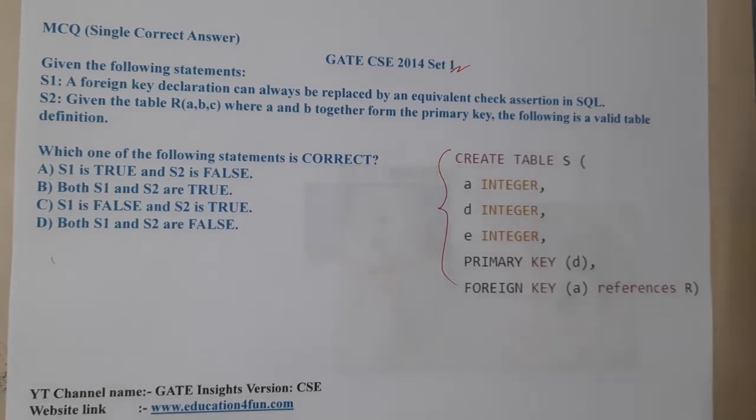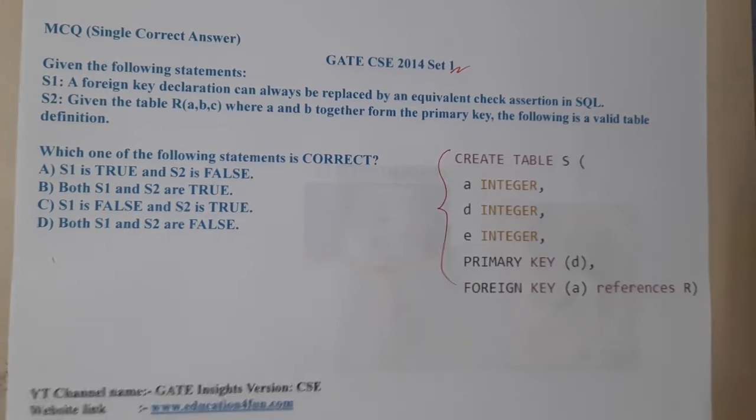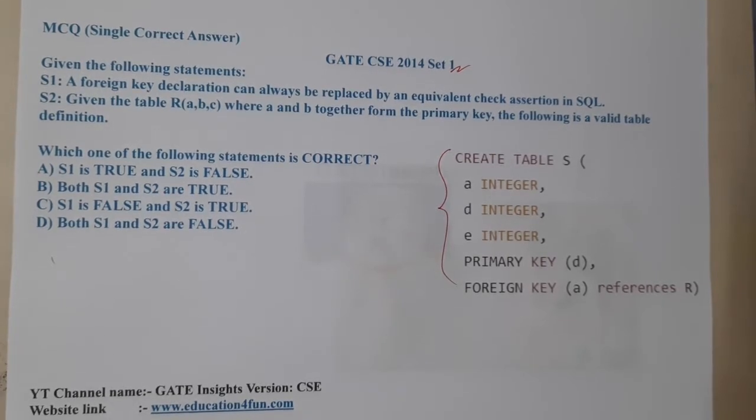Which of the following statements is correct? They are saying S1. Statement 1 says that a foreign key declaration can always be replaced by an equivalent check assertion in SQL. I think we did not discuss check assertions because they are not that important. But when it comes to replacing a foreign key, what is a check assertion? In simple words, you can assume it as a piece of code which works like a foreign key.